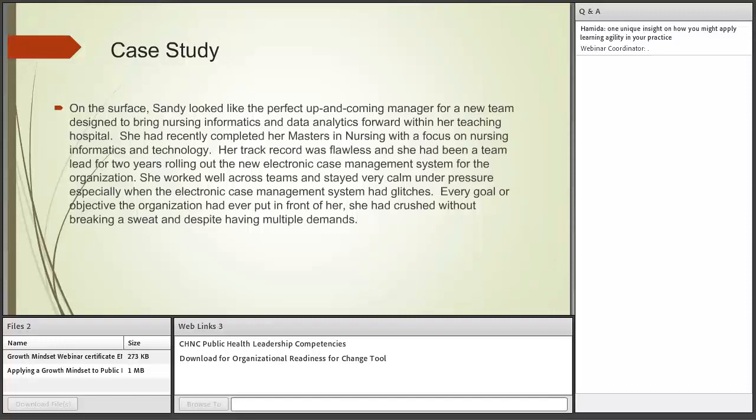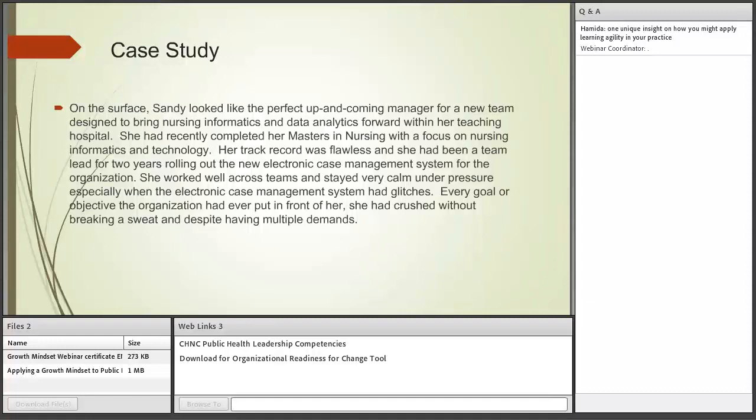So when I think about Sandy and learning agility, what are some things she already has on that checklist that we looked at? Based on what the case study offers, she performs well. In terms of the performing component of learning agility, she has the ability to perform well when faced with a challenge, when she's under pressure.